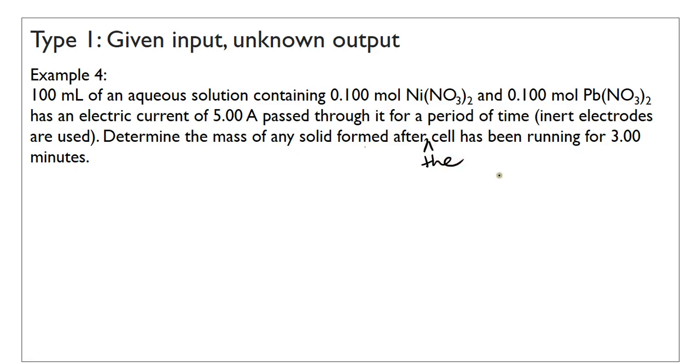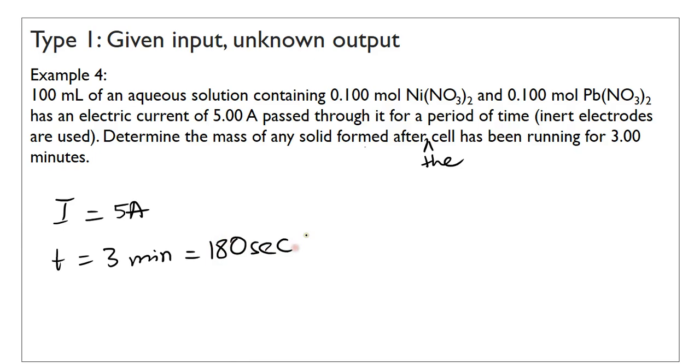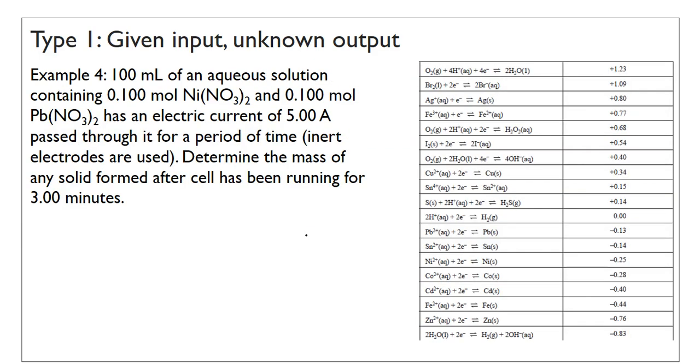So once again, this is not electroplating. Actually, I think it is electroplating, but you don't know what product is going to be formed. So you have to determine that first. You know the current is 5 amps, and you know the time is 3 minutes, or, well, I can't actually do math anymore. 180 seconds. I can't multiply 3 and 6. All right. If you're not sure, you can draw the cell out. They actually tell you inert electrodes are used.